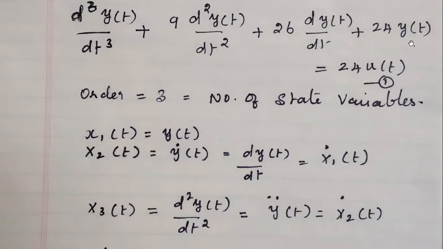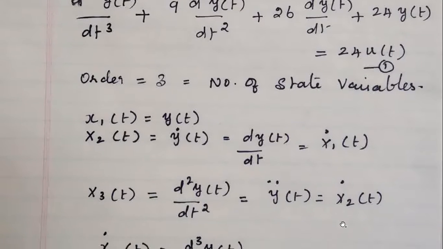x1(t) is y(t), x2(t) is dy(t) by dt, x3(t) is d square y(t) by dt square. That is how we have written. x1(t) is y(t), x2(t) is dy by dt, which is equal to x1 dot of t. x3(t) is d square y(t) by dt square, which is equal to y double dot of t, which is equal to x2 dot of t.